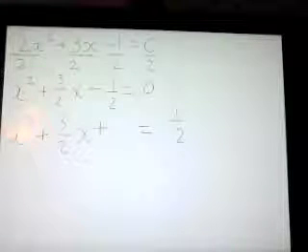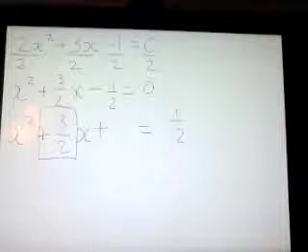Okay, so step 1, the next step is we're going to move that 1/2 to the other side because that's our constant. x squared plus 3 over 2x, leaving some space, equals 1/2. So what we're going to do is add a number here. Remember, it's half of the middle term, so it's going to be half of that.